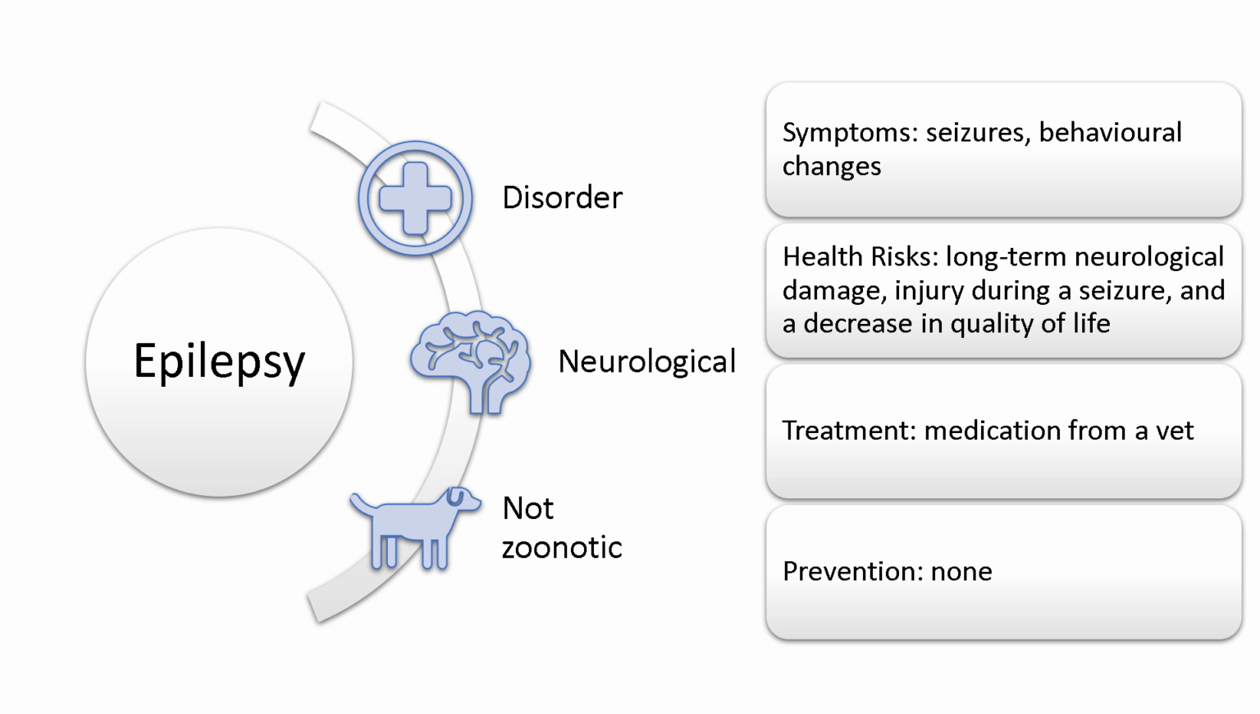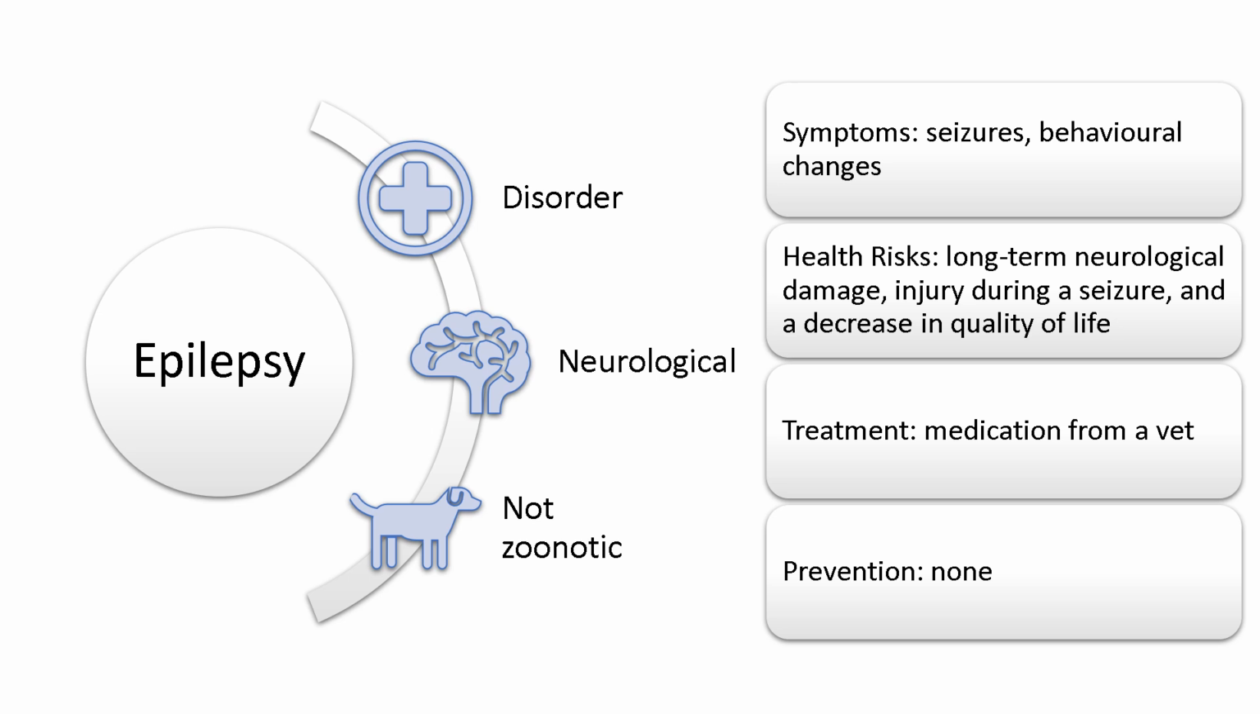Seizures, if not controlled, can lead to long-term neurological damage, injury during a seizure, and a decrease in quality of life. Status epilepticus is a prolonged seizure lasting for more than 5 minutes or multiple seizures in a row without recovery in between, and that is a medical emergency and can be life-threatening. Frequent seizures can also put strain on the cardiovascular and respiratory systems.